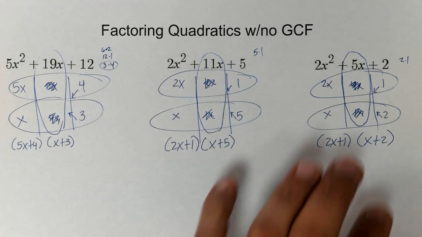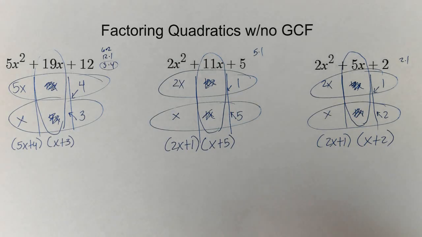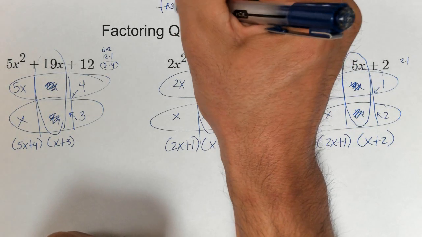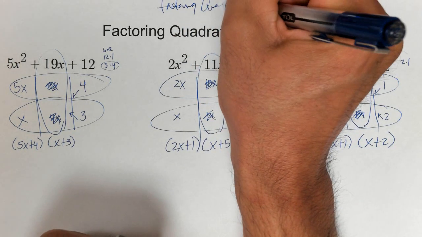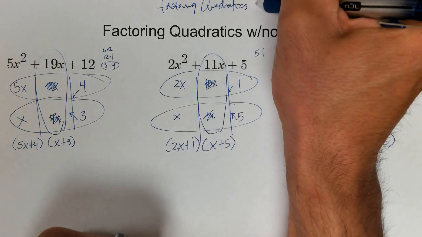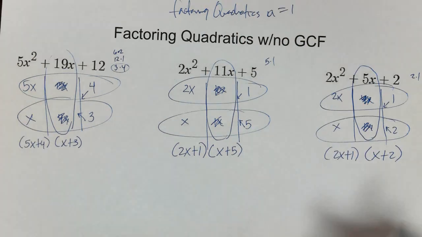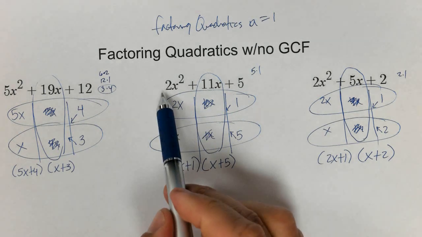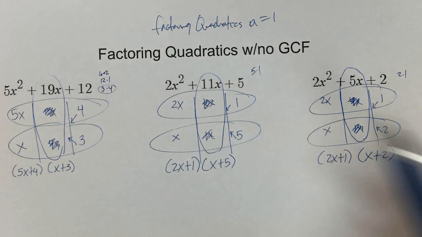If you are struggling with the method in general, go watch my other videos that say how to factor a quadratic when a equals 1. Start with factoring quadratics when a equals 1. Start with that. And then go where a is equal to 2 or 5 or some other number.